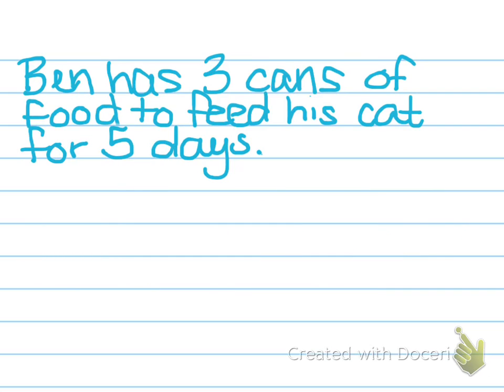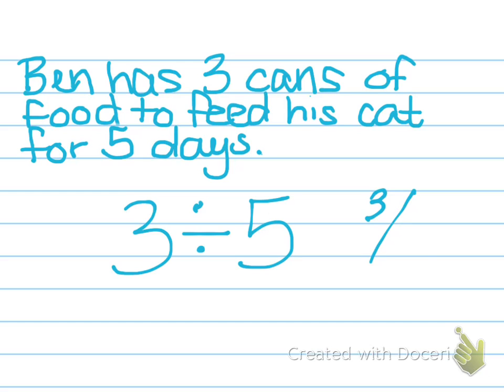Number 2 says Ben has 3 cans of food to feed his cat for 5 days. It asks you to write an expression that shows how much of a can Ben should feed his cat each day. So we know he has 3 cans of food. We know we have to divide those 3 cans over the next 5 days. Therefore, it would be 3 divided by 5. Or, if you wanted to write it this way, 3 divided by 5. It does not ask you to solve it, so all you needed to do was write the expression.